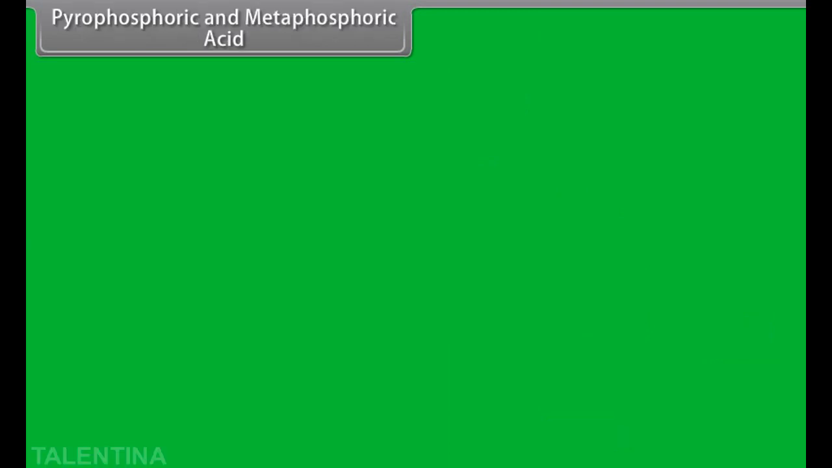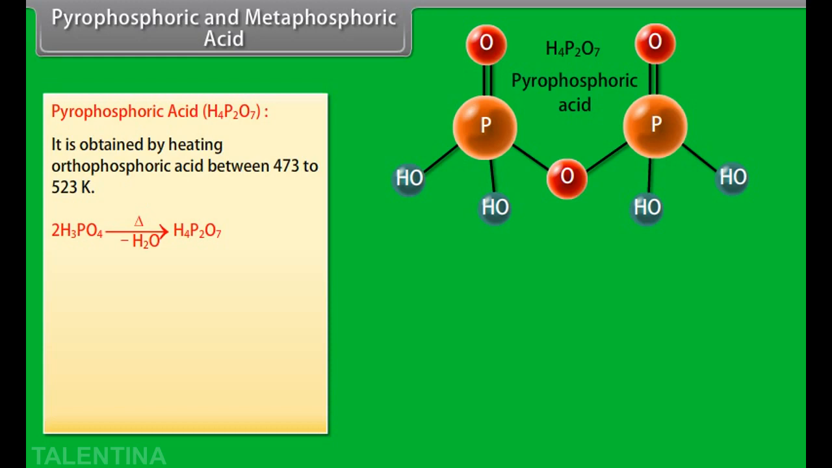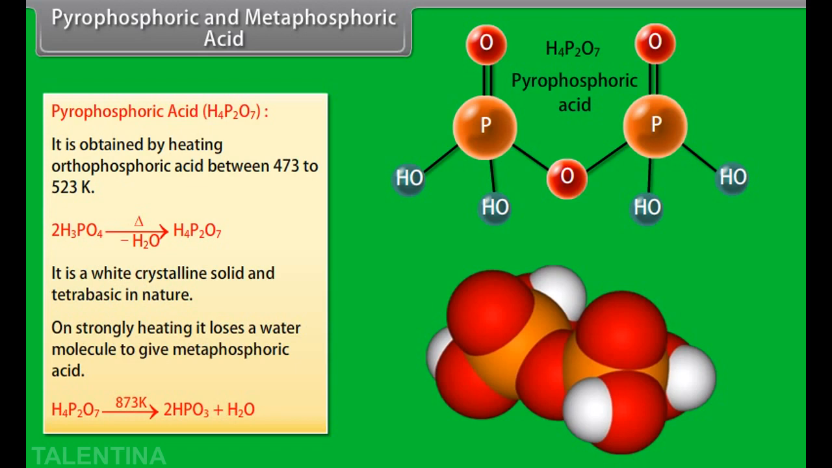Pyrophosphoric and metaphosphoric acid. Pyrophosphoric acid. It is obtained by heating orthophosphoric acid between 473 to 523 Kelvin. It is a white crystalline solid and tetrabasic in nature. On strong heating it loses a water molecule to give metaphosphoric acid.